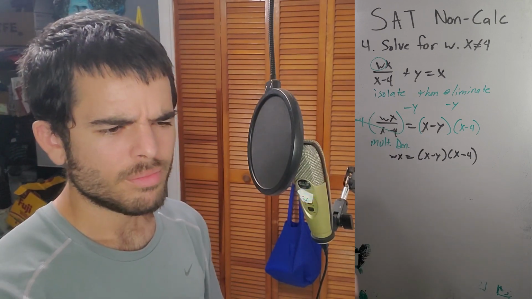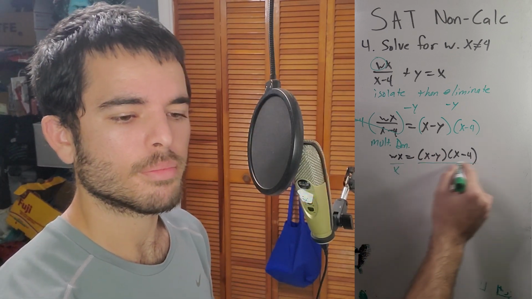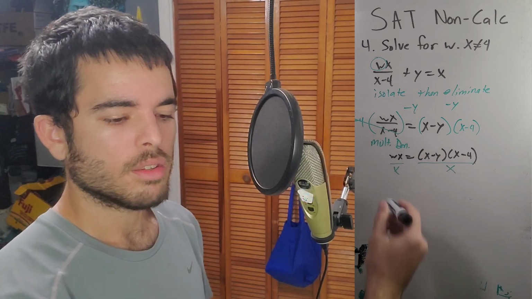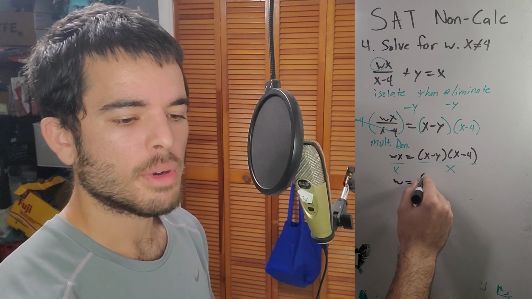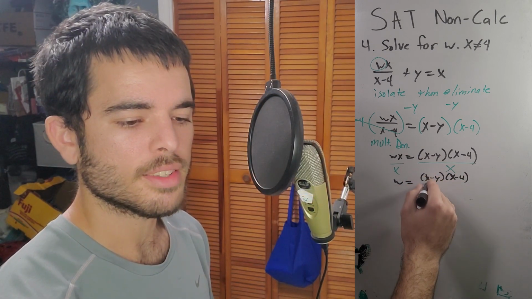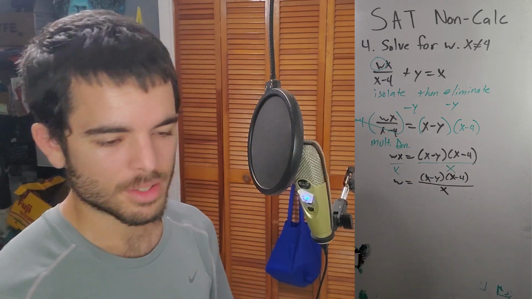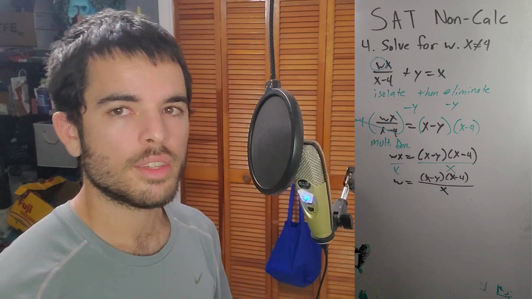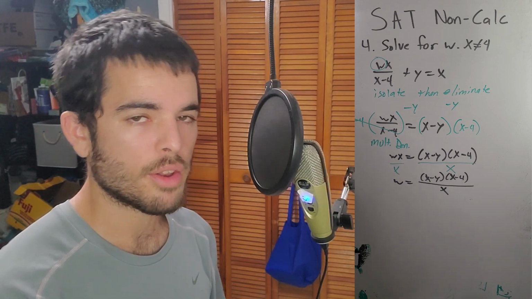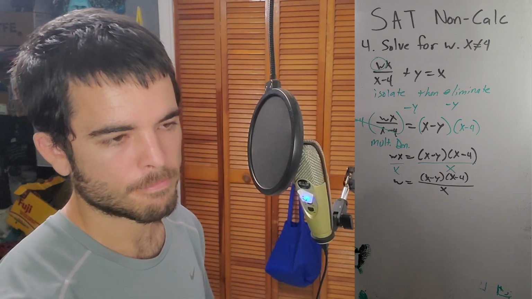All right. Now, the last step is to divide both sides by x. So w equals x minus y times x minus 4. Sorry, those are x's. Divided by x. This could be a final answer. It could be. But most likely, they're going to expect you to actually FOIL that numerator. So let's go ahead and take a moment and FOIL that numerator.